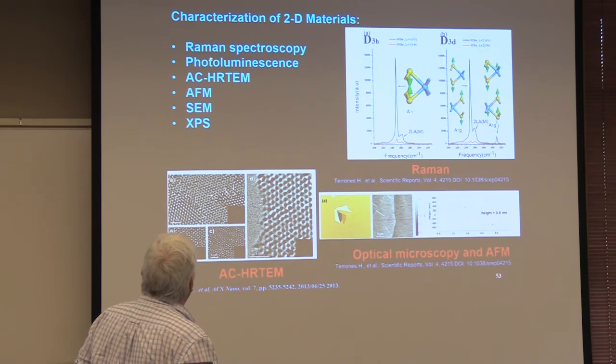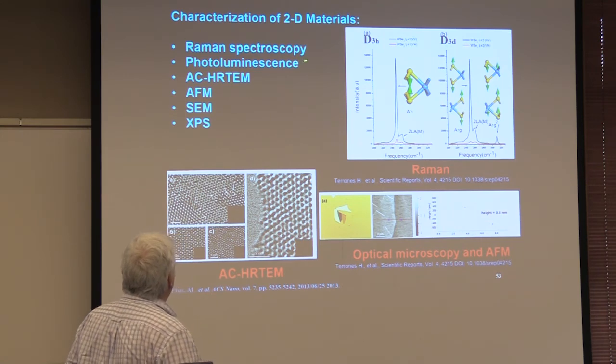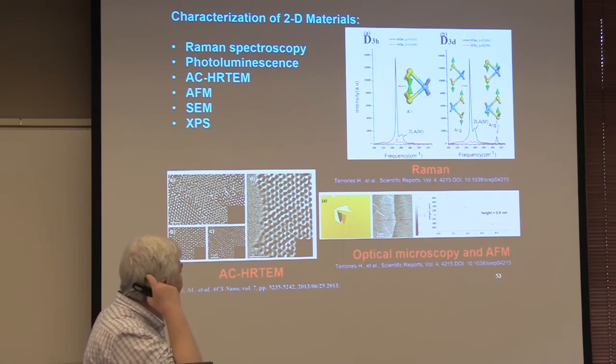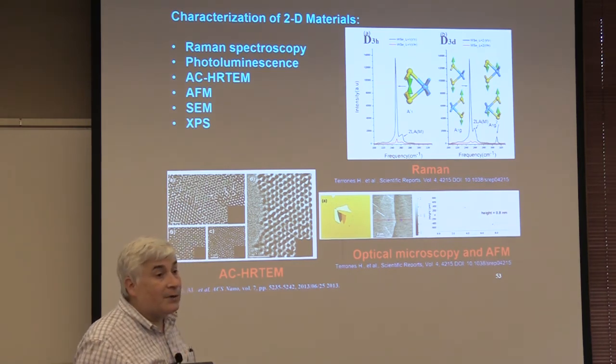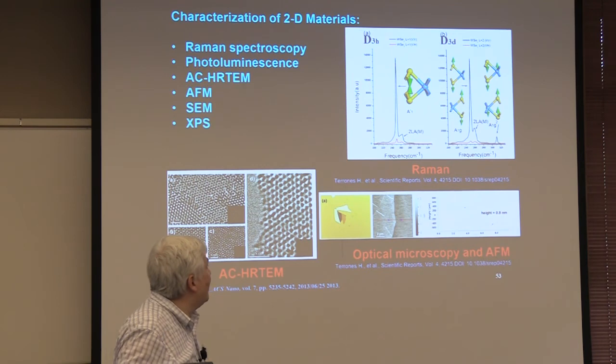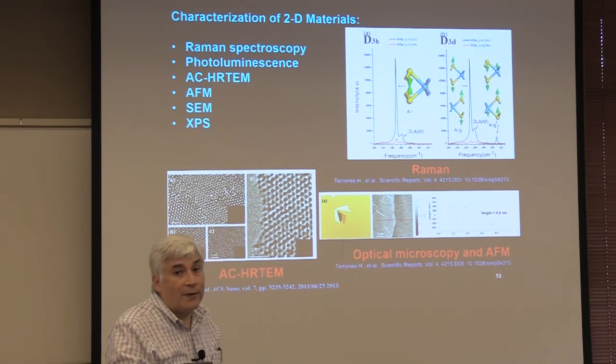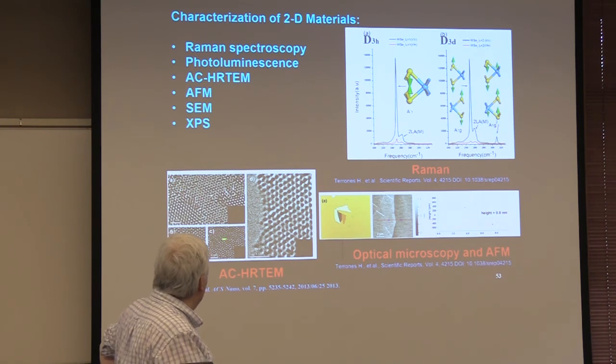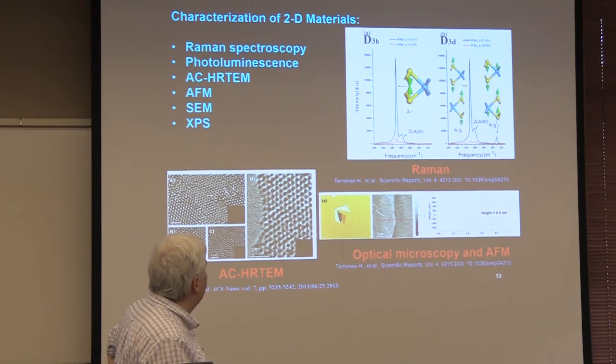Perhaps a characterization of two-dimensional materials. It turns out that one of the most important characterization techniques is Raman spectroscopy. And you can calculate Raman spectroscopy in most of the DFT codes that are available. I will not talk about aberration-corrected TEM or optical microscopy.